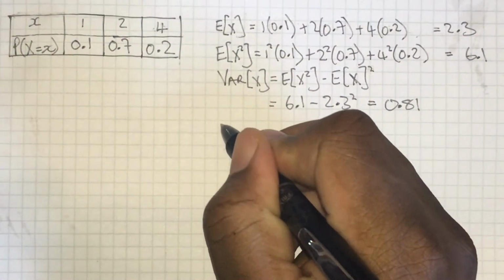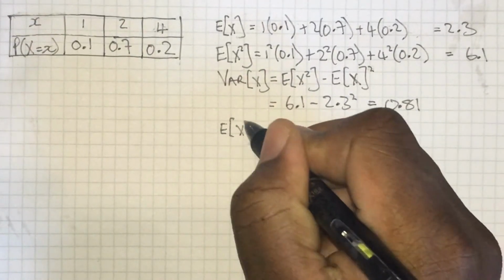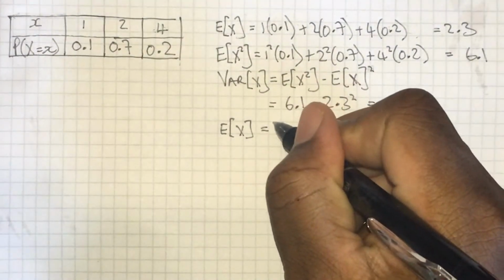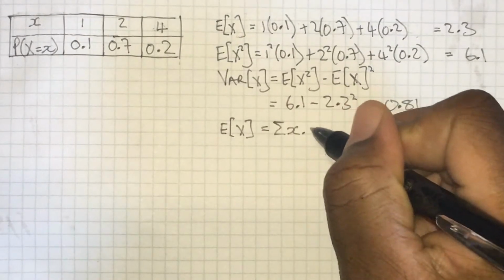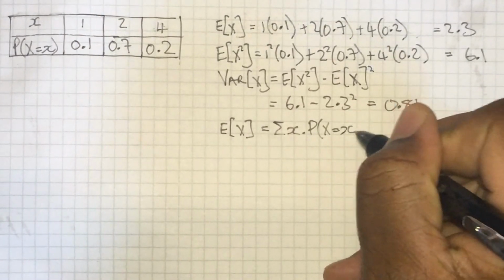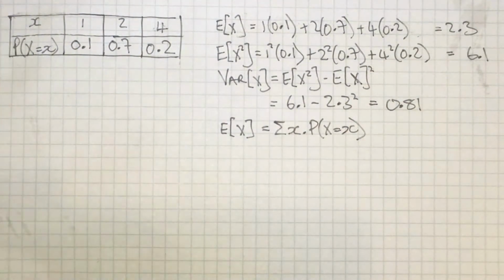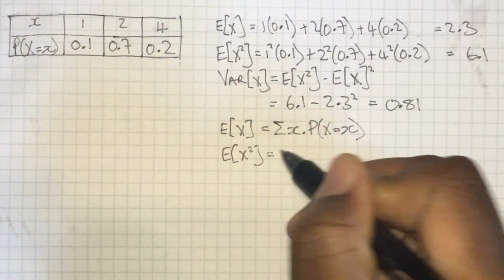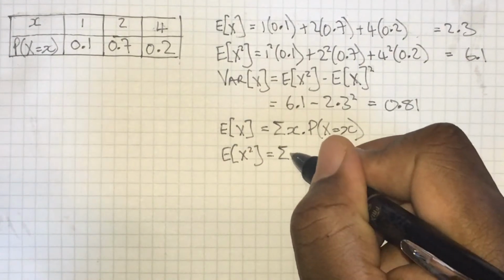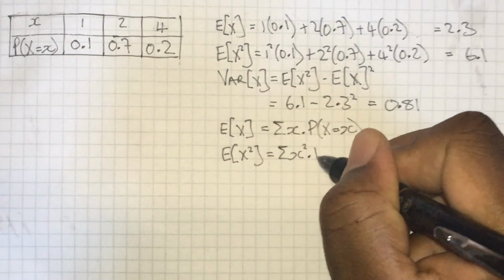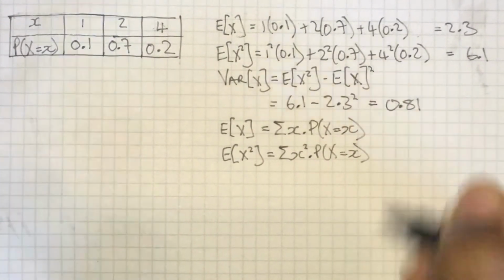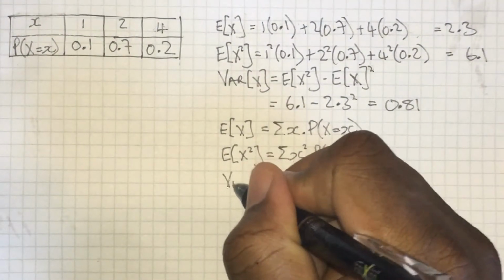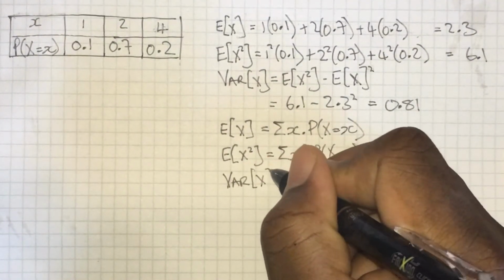So these are the numerical values, but let's go for something a bit more generalized. So the expectation of x will always be the sum of the x values multiplied by the corresponding probability. Expectation of x squared will always be the sum of the x values squared and then multiplied by the corresponding probability. And the variance of x, once again, is just going to be E of x squared minus E of x, squared.